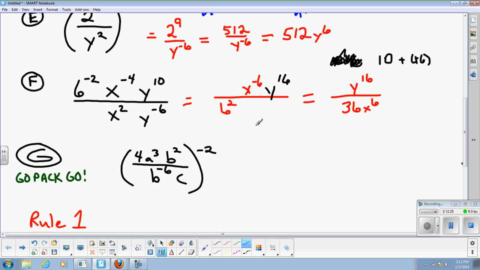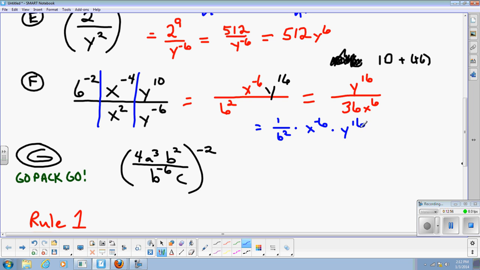So again, very briefly, 6 to the negative 2, that's 1 over 6 squared. I'm going to break this part into 3 pieces for you. So 1 over 6 squared. I'm going to break that apart like here and here. Negative 4 minus 2. And as we found, that's negative 6. So this is times x to the negative 6. Times 10 minus negative 6, that's still 16.